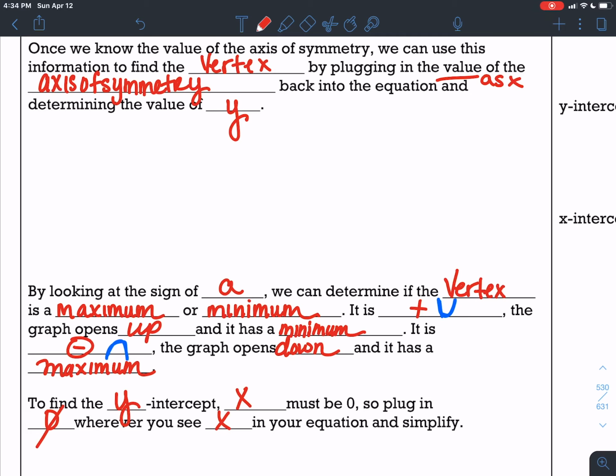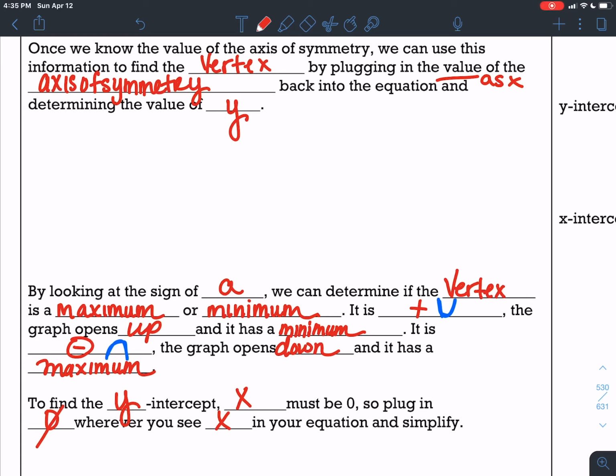By looking at the sign of a, the number that's attached to my x squared in my equation in standard form, we can determine if the vertex is a maximum or a minimum. If it is positive and it looks like a regular U, the graph opens up and has a minimum. It has a bottom. If a is negative, it looks like an upside down U, and the graph opens down and it has a maximum, also known as a top.